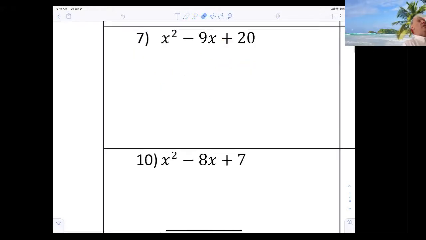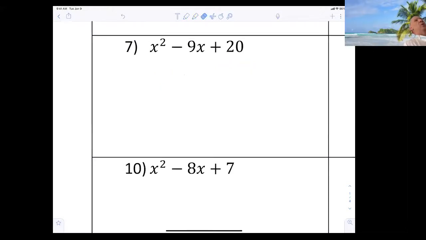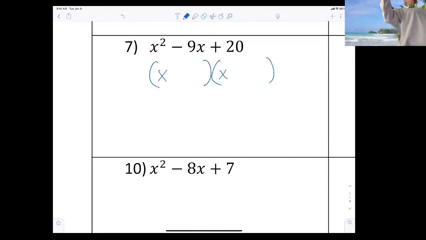Now, why is number 7 a little bit harder? Because 20 has multiple factors. There's not just one answer. So everybody's going to go down 2 sets of parentheses. How's the only way I can make x squared? X and x. Now, is 1 and 20 a factor of 20? Does that work? No, because 1 and 20 can't make 9.